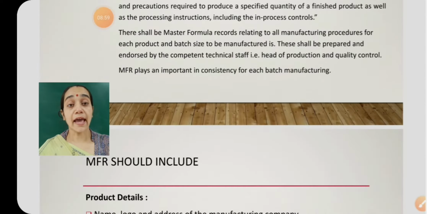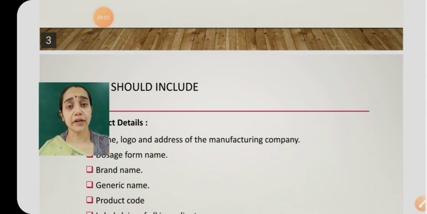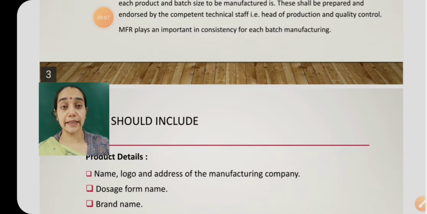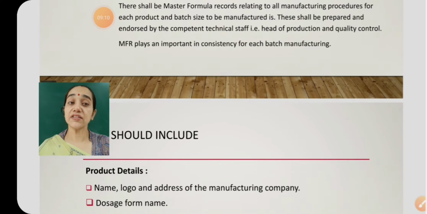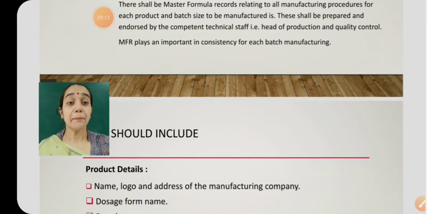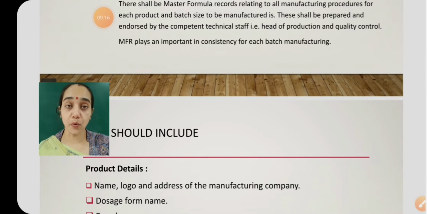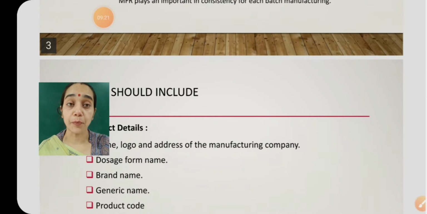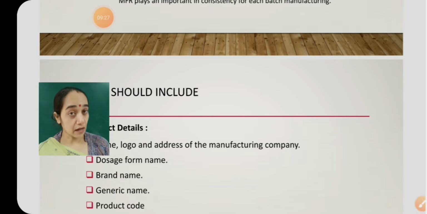And as we know what it should include, this master formula record should include the product details. It should contain the name, the logo as well as the address of the manufacturing company, meaning who the manufacturer is, what the logo of the manufacturing company is, and the name of the manufacturing company. What will be the dosage form, meaning the dosage form name: whether it is a tablet, a capsule, a liquid formulation, for immediate release, for sustained release, a modified release tablet, whatever name has been given for a particular dosage form.